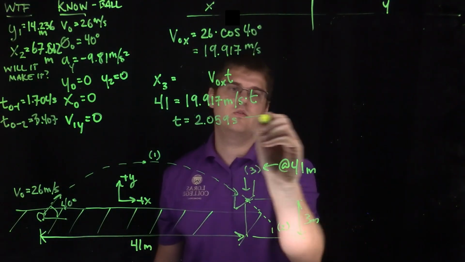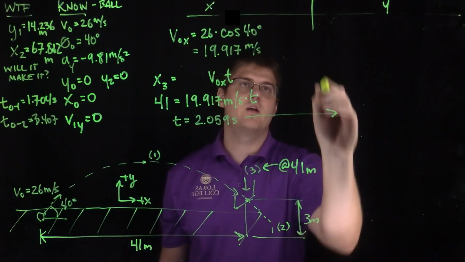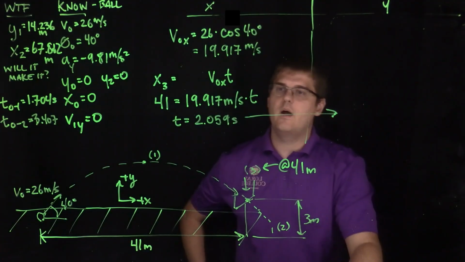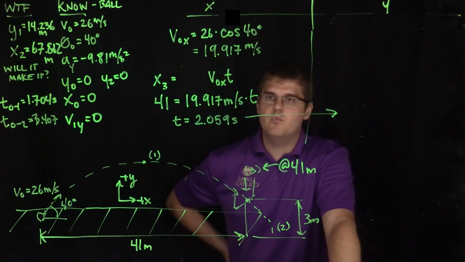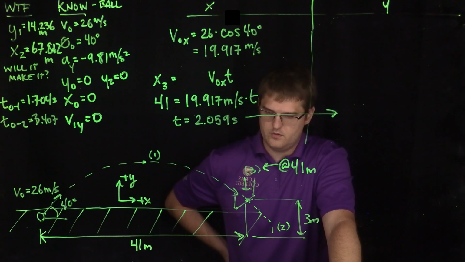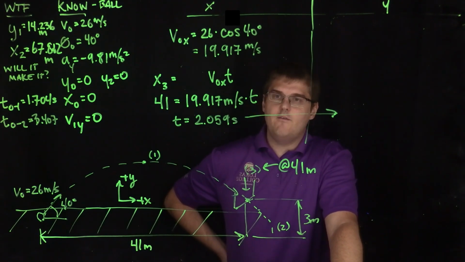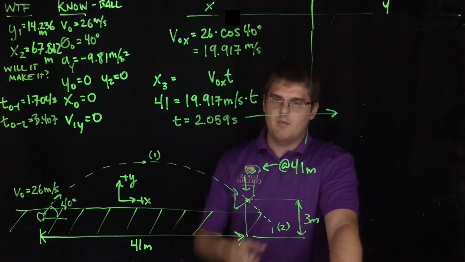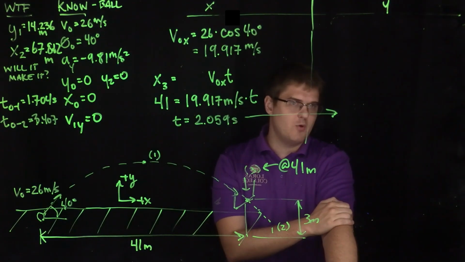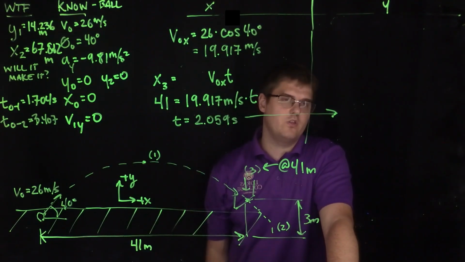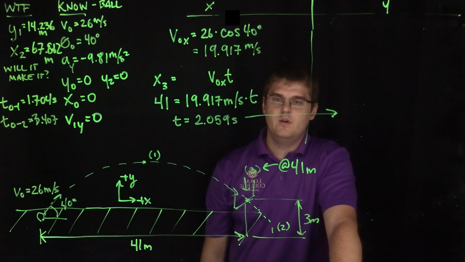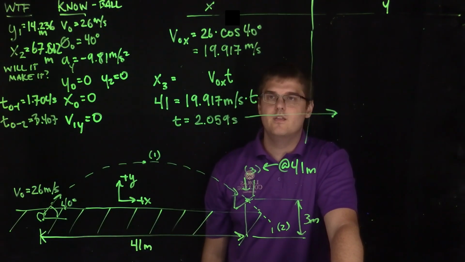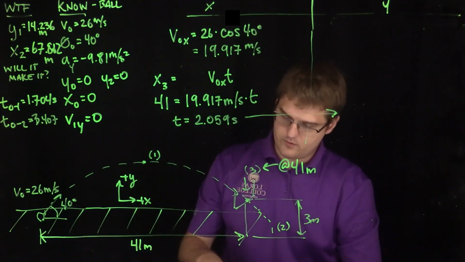And why do I need that time? Because that time is the one piece that I can bring across this barrier. I know that I want to know what's happening at a time of 2.059 seconds. And if at 2.059 seconds I am higher than 3 meters, then I'm going through the goalpost. If I am lower than 3 meters, I am going under the goalpost. If I'm at 3 meters, we get the nice ping of the football bouncing off the goalpost.